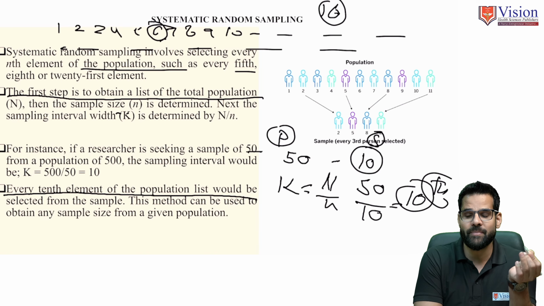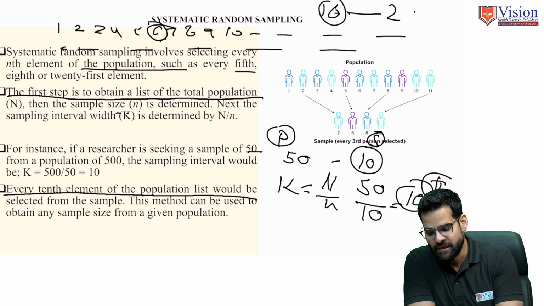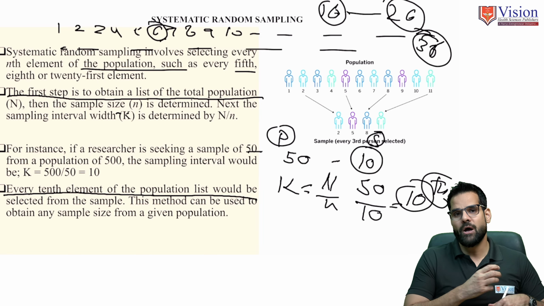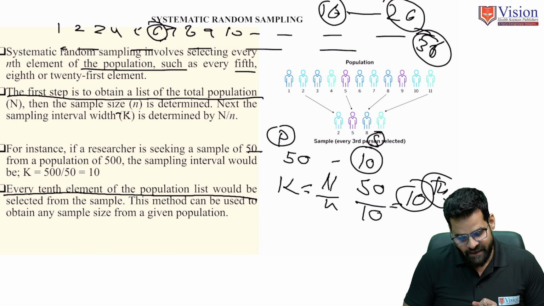Who would be my third sample? Somebody in position 26. The next would be somebody in position 36. So this is how we can calculate the systematic random sampling.